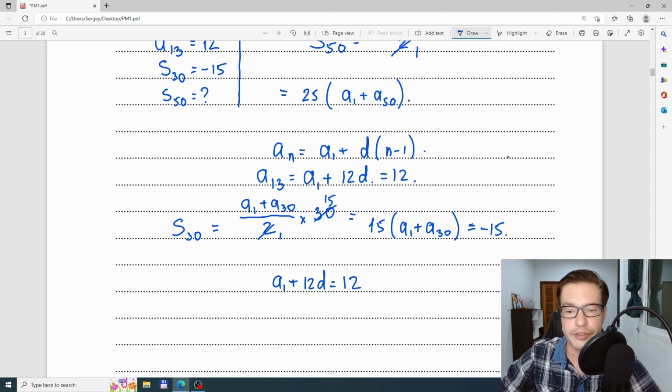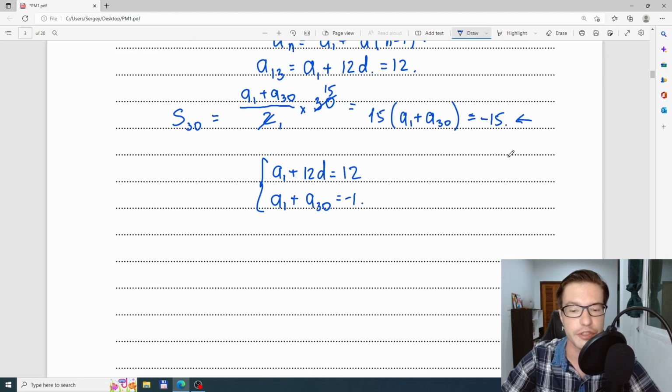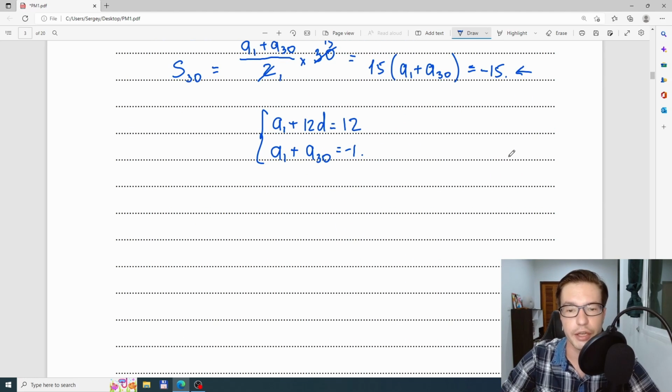Let's divide both sides of that equation by 15, and we get A1 plus A30 equals minus 1. Now we've got simultaneous equations, and we have three variables, A1, d, and A30. Let's replace A30 with A1 and d, again using the nth term formula. A30 equals A1 plus d times n minus 1, so we've got 29d. And let's substitute it into the second equation.